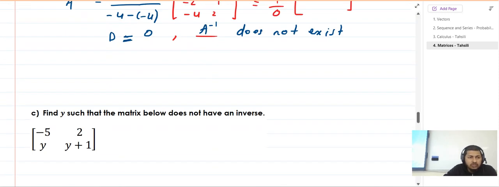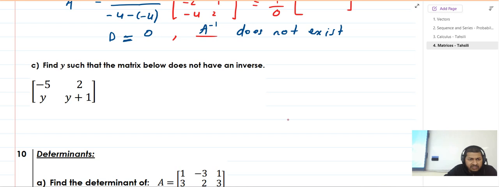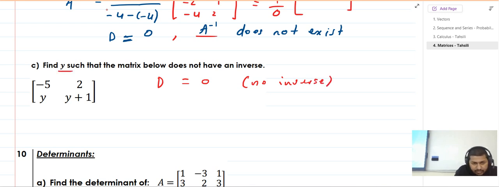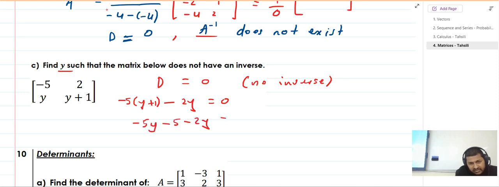So the next one is a nice theoretical question. Find y such that the matrix below does not have an inverse. When will the matrix not have an inverse? When the determinant is 0. No inverse. That's what we want to find. So what's the value for y? We'll take -5 into y plus 1, subtract 2y and make it equal to 0. Solve this equation: -5y minus 5 minus 2y is equal to 0.